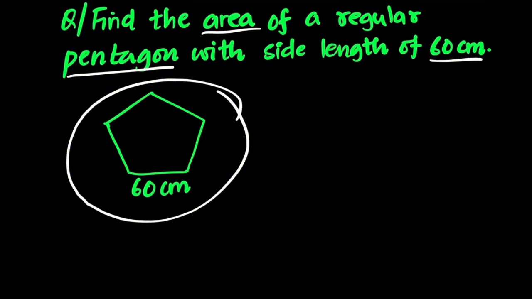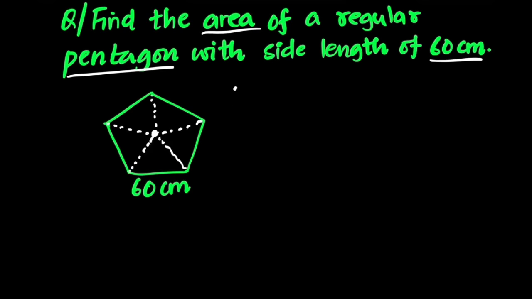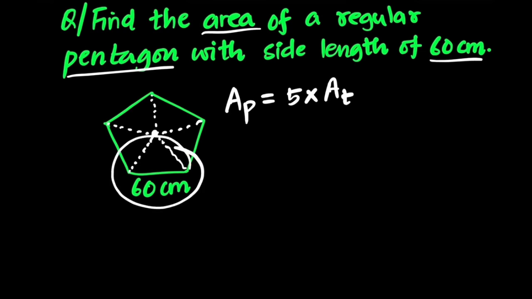So to find the area of this pentagon, let's divide this into congruent triangles. So let's say this is the center. Now let's divide this into congruent triangles. So a pentagon produces 5 congruent triangles, which means the area of this pentagon, denoted by a subscript p, will be given by number of triangles, that is 5 times area of each triangle. So to find the area of this pentagon, first we have to find the area of one of the triangles.